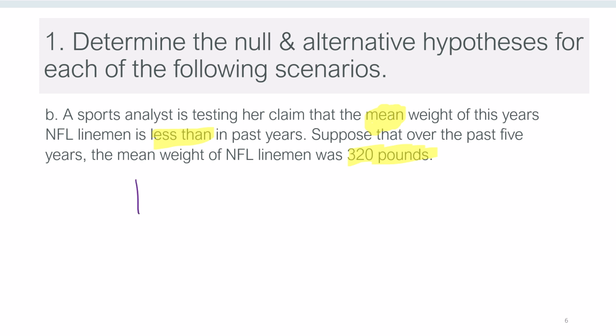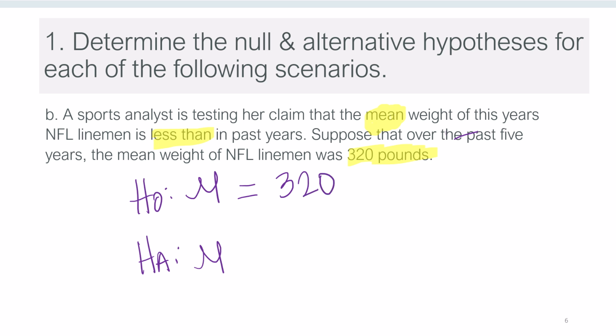Go in here and write H0, HA. We saw the word mean, so we'll put mu in each one of these statements. We know that the null hypothesis H0 always gets the equal to. The value that's currently believed to be true is 320 pounds. That's what we're believing for their current average weight. And this analyst believes that linemen now weigh less than that. So we're going to do the mean weight is less than 320.